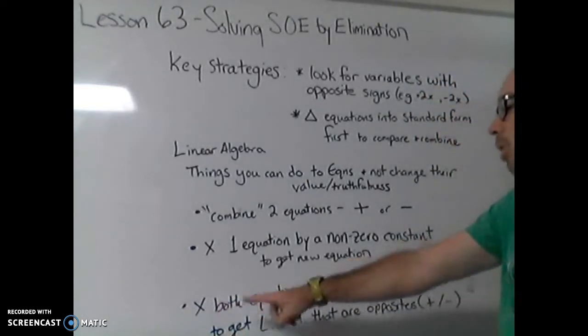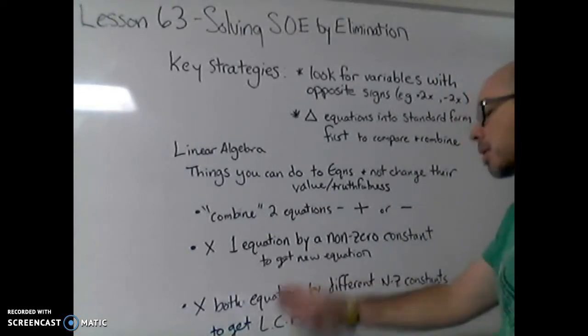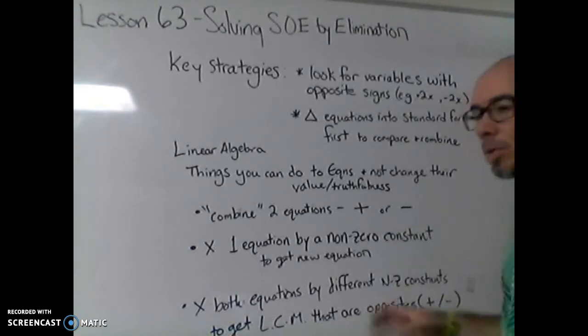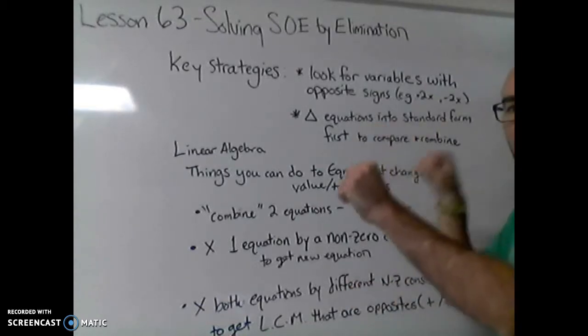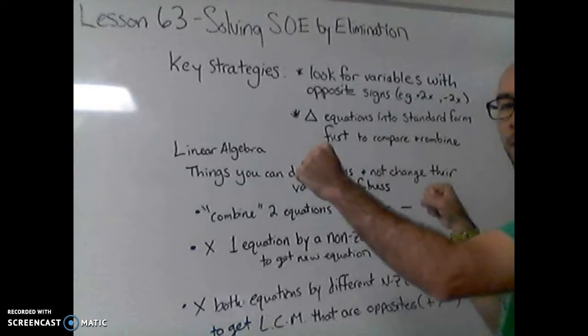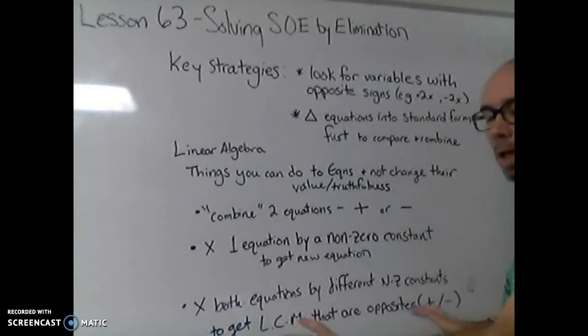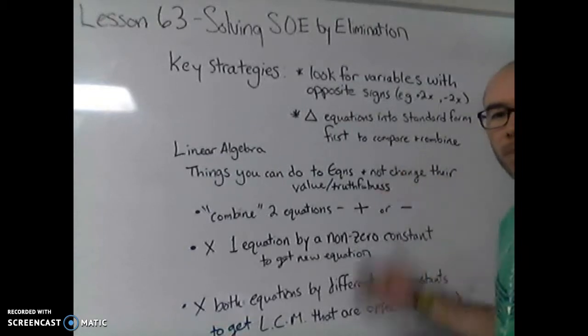Or thirdly, you can multiply both equations in a system of equations by different non-zero constants to get what's called the lowest common multiple of those numbers that are opposites. So you'd be multiplying one and the other by different numbers, so that maybe it's 2 and 5, and you multiply the 2 by 5, you multiply the 5 by negative 2, so that you have 10 and negative 10, which can then cancel each other out or eliminate. So those are the strategies we're going to demonstrate. I'm going to give you a few different systems of equations and work them out on the board.